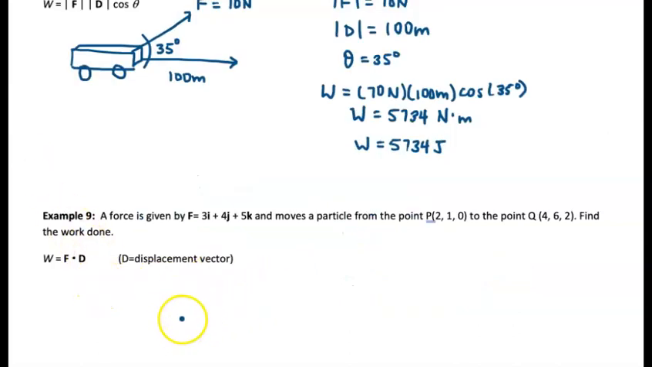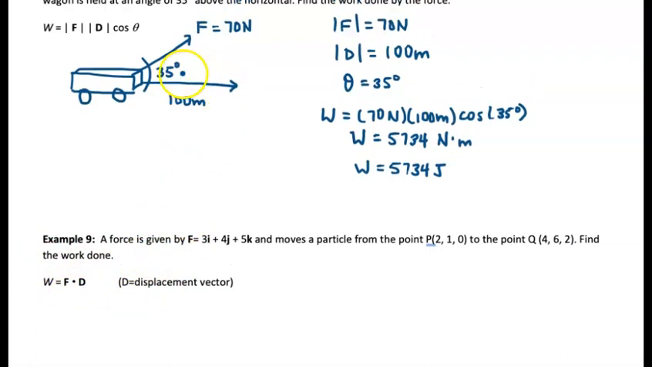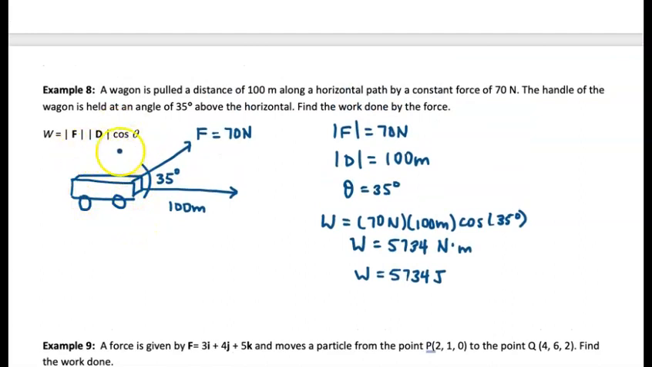We do have one more example. I'm sorry, I keep saying last example, but this is the last problem. So, a force is given this time by a vector, 3i plus 4j plus 5k, and moves a particle from this point P to the point Q, and we want to find the work done. And now we have a hint that we're probably going to use the dot product version of this formula, because in this case we have a vector for F. In the problem above, we couldn't use that dot product because we did not have a vector for F. We had a direction and we had a force, but we didn't have the vector.